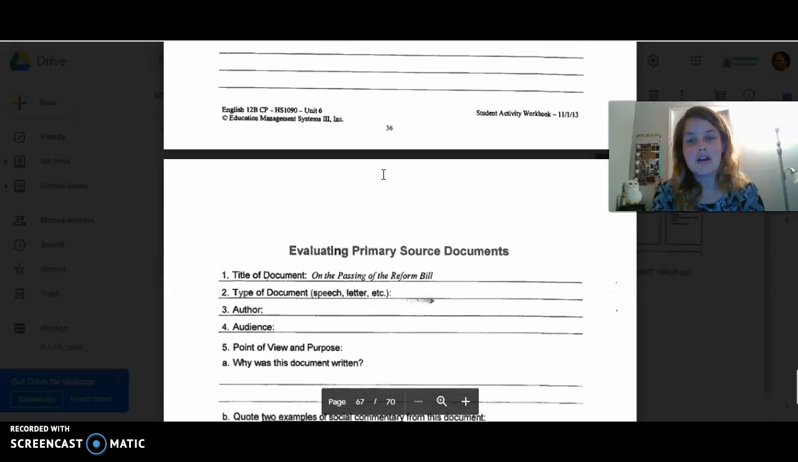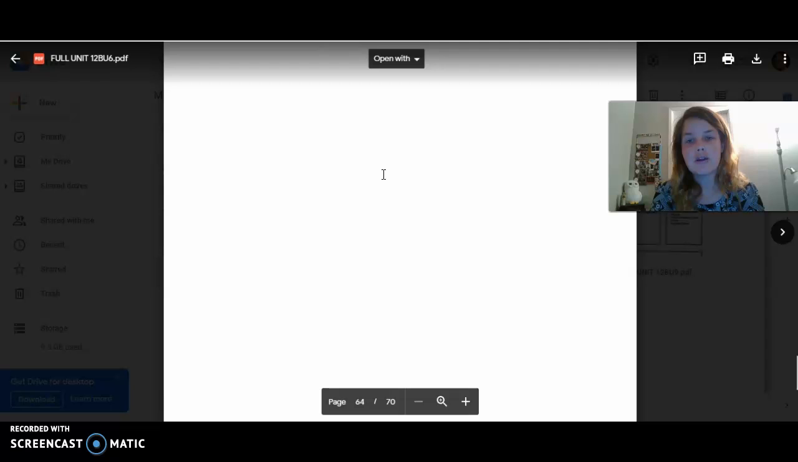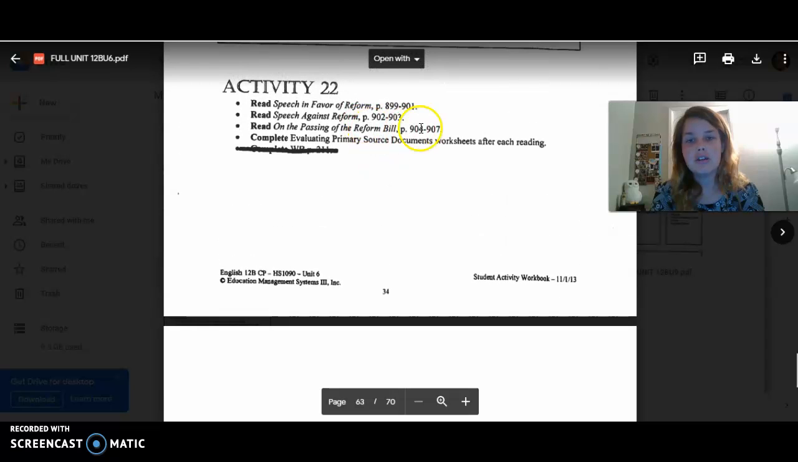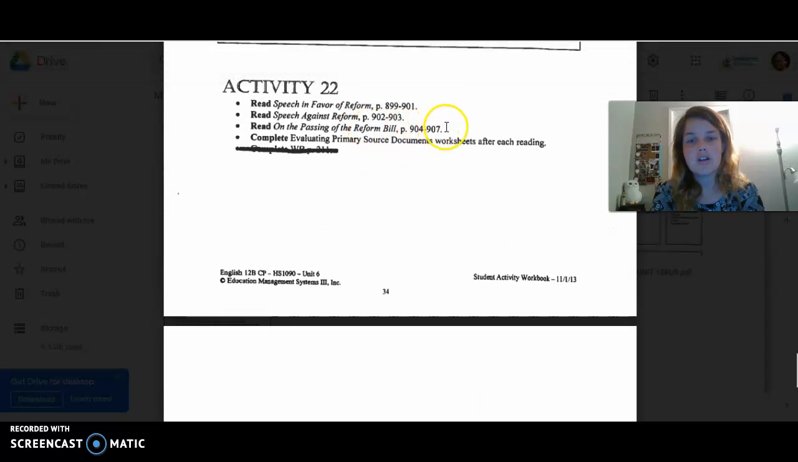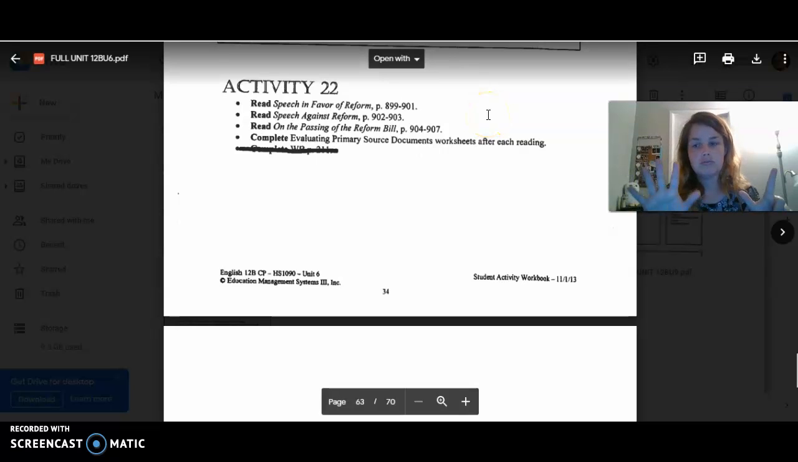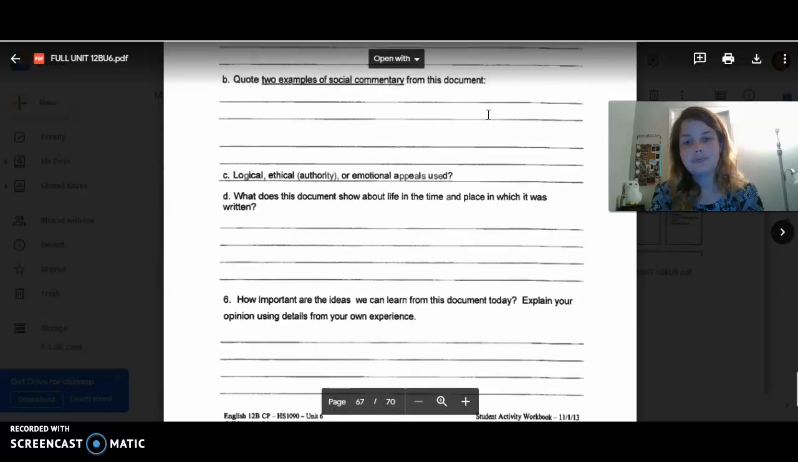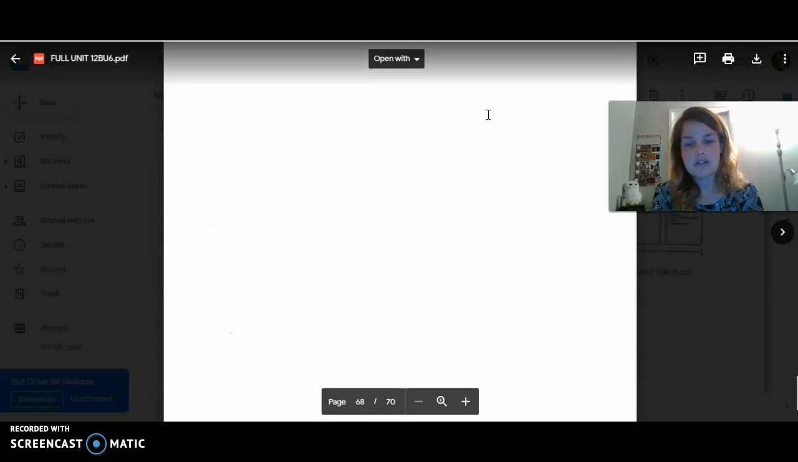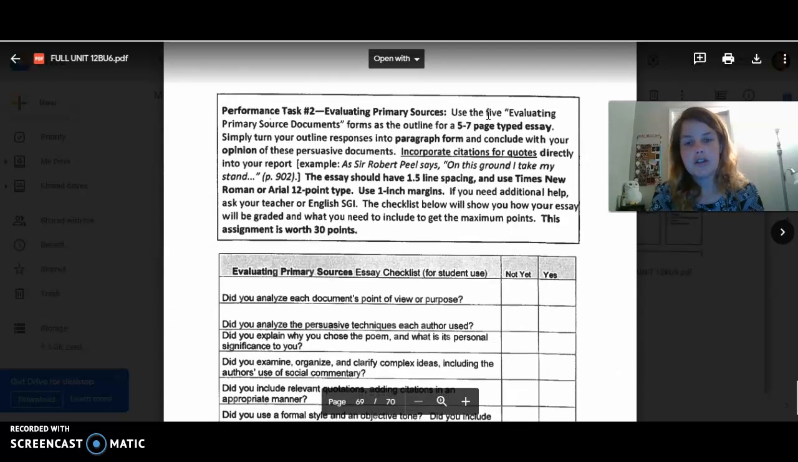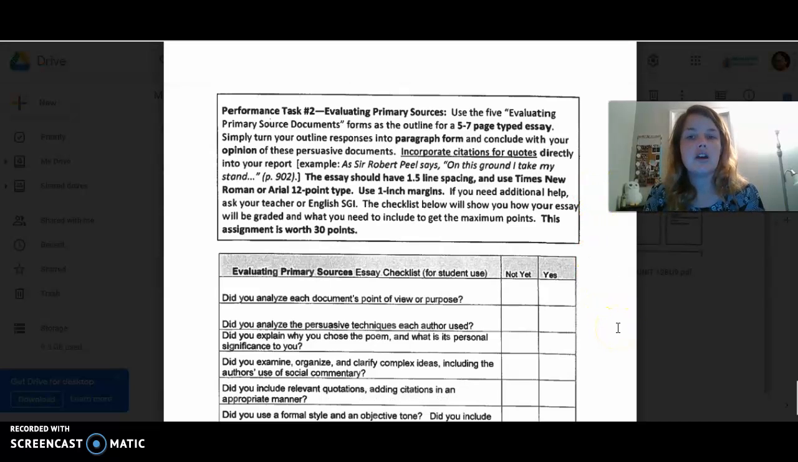This one on the passing of the Reform Bill is page 904 to 907, so 3 pages max. Again, same exact questions. So right here, you're going to use the 5 forms of the outline as an outline and write a 5 to 7 page typed essay.